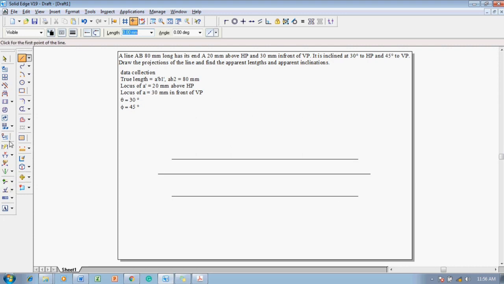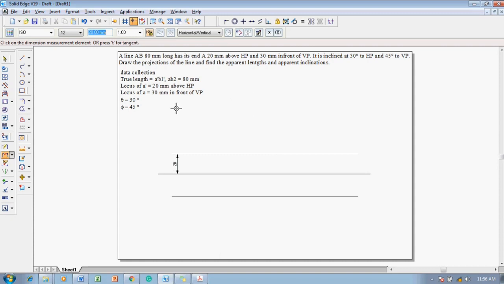Then make use of the distance between command. The distance between this locus and the XY line is given as 20 mm. That is locus of A dash. In the same fashion, locus of A towards the XY line is given as 30 mm. Then this distance must be changed to 30 mm.